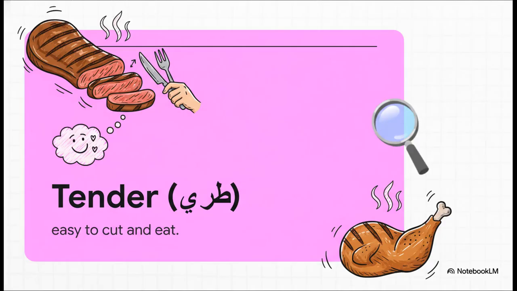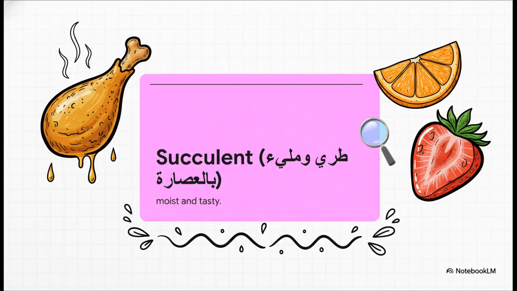First step is a great one, tender. This is exactly what you want your meat to be. If it's super easy to cut and chew, it's tender. You know, like that perfect piece of steak that just melts in your mouth. Next, we've got succulent. This word is amazing. It doesn't just mean moist, it means it's also packed with juice and flavor. It's the perfect word for beautifully cooked chicken or even a really ripe piece of fruit.